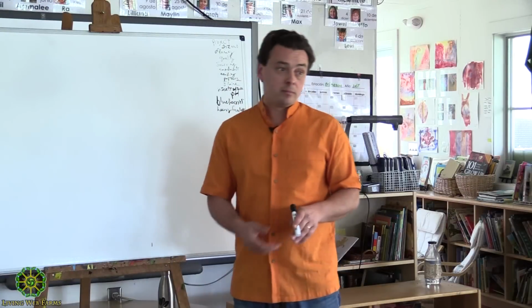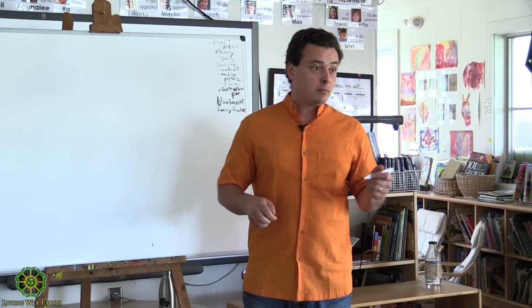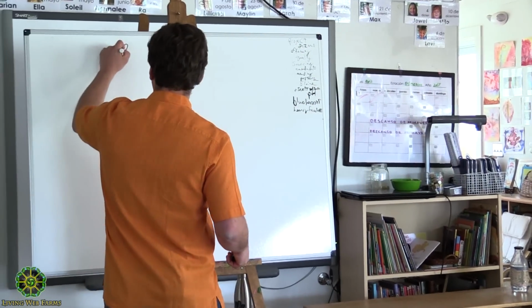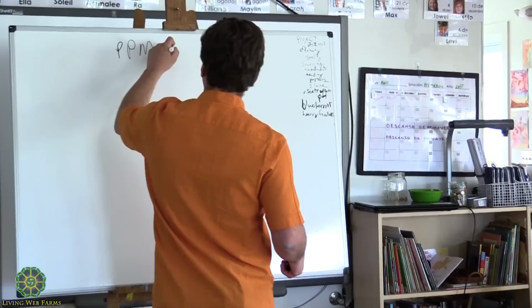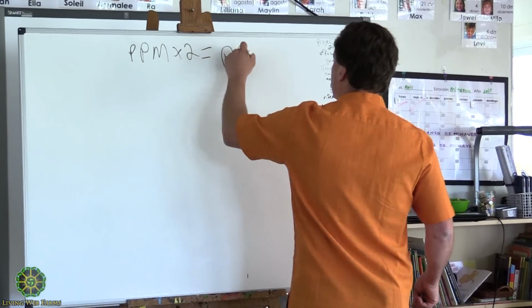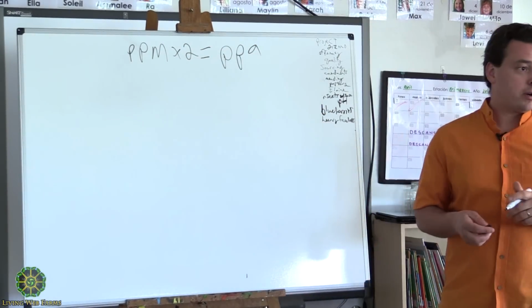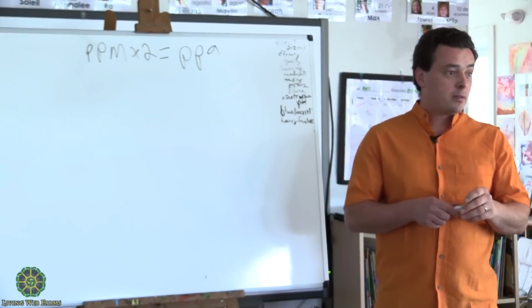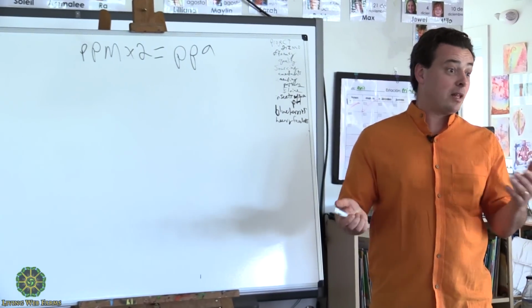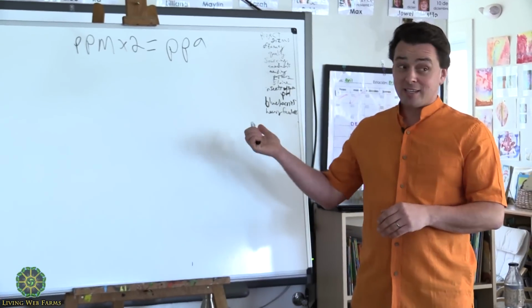This is the big secret. Everybody ready for it? Parts per million times 2 equals pounds per acre. Sorry if that was anticlimactic. It's just that easy.